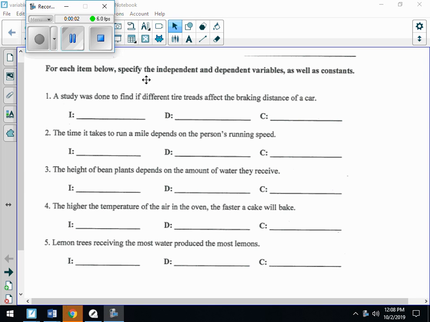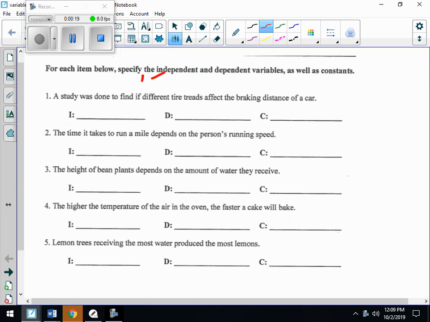This worksheet is to help the students identify the independent and dependent variables as well as constants and controls. Question number 1. A study was done to find if different tire treads affect the braking distance of a car. Your independent variable, also known as your manipulated variable, is what we're testing. What are we changing? Your dependent variable is the data or the results of the experiment.